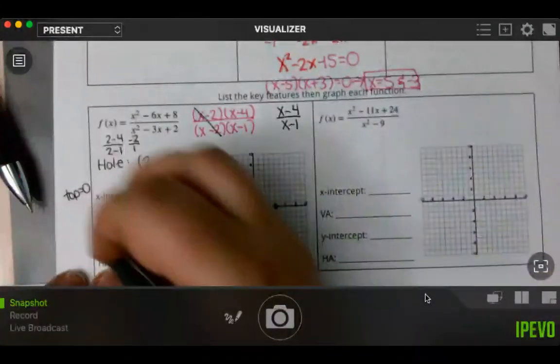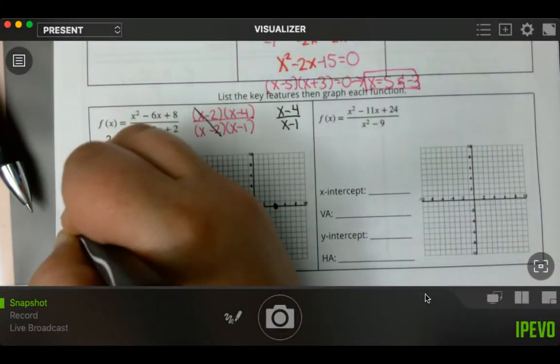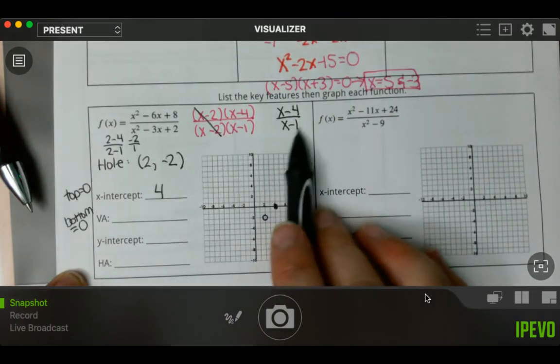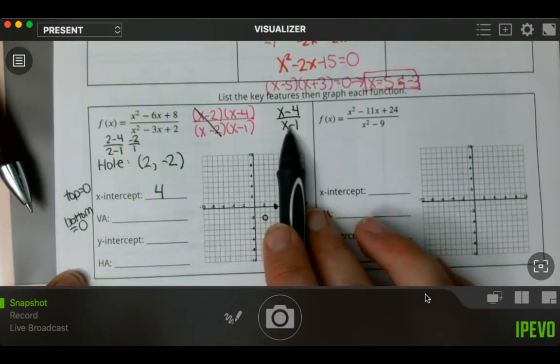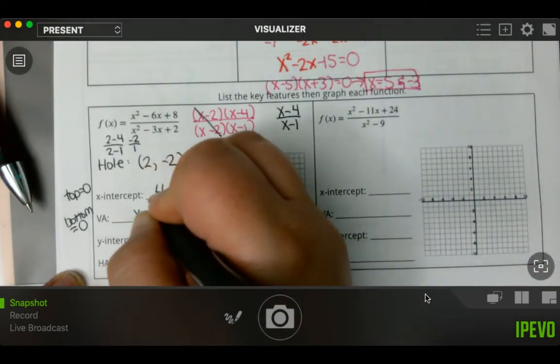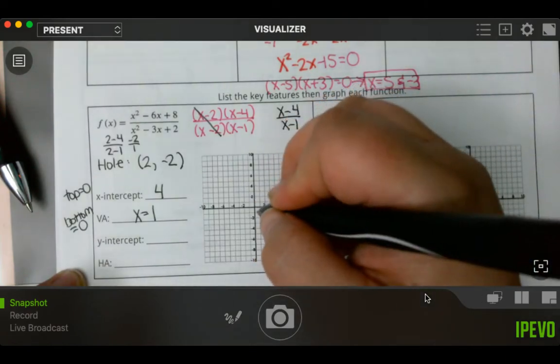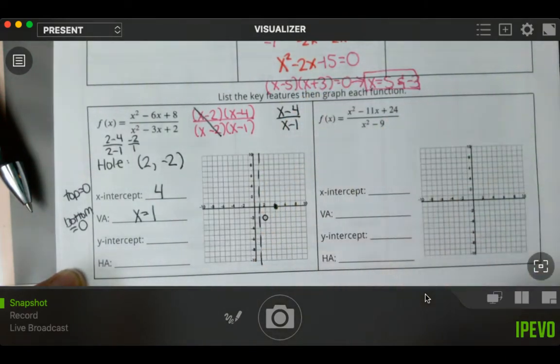The vertical asymptote is when the bottom part equals 0. This one is a dashed line because this isn't actually allowed to be 0. If I set it equal to 0, I would add the 1 to the other side, and it would be at 1. So I go to where x equals 1, and I draw a vertical line. X isn't allowed to be that because we're not allowed to divide by 0 in math.